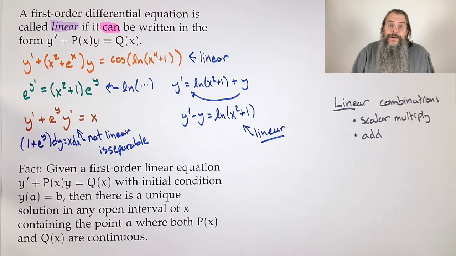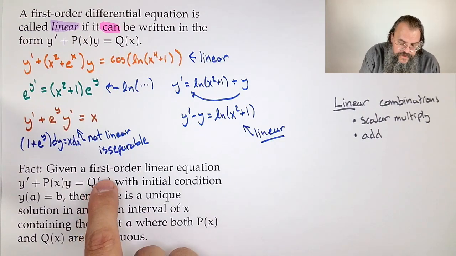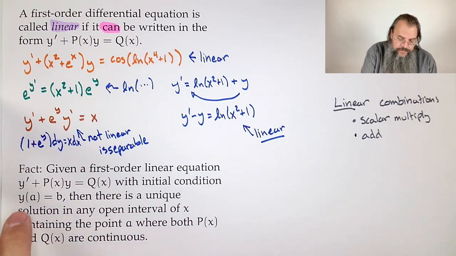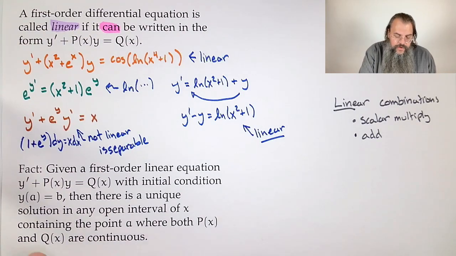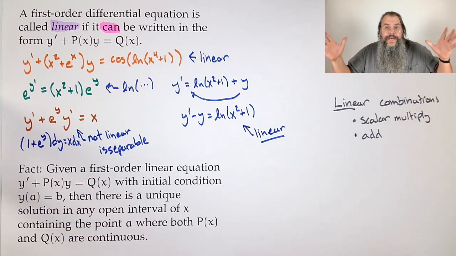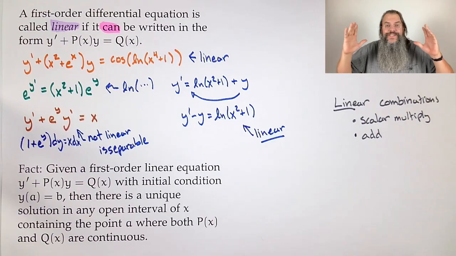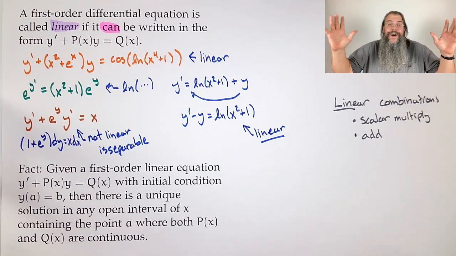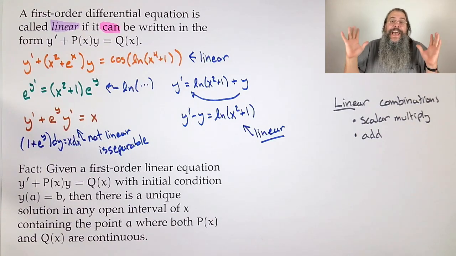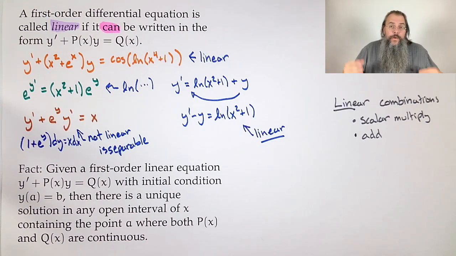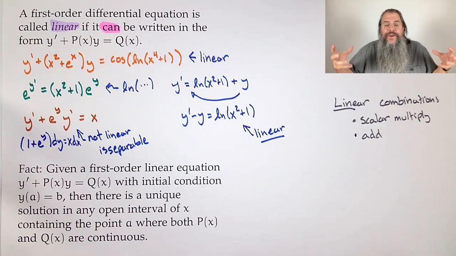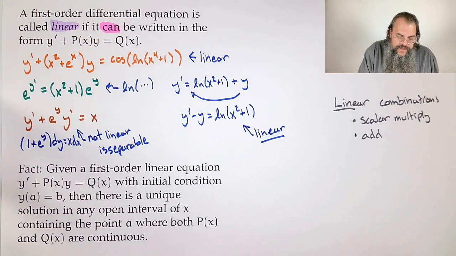Now, our fact for today is the following. It says, look, if you have a first order linear equation of the form we've talked about, and we have an initial condition, so y of a equals b, then there is a unique solution. It's a beautiful thing. We have an answer. We're guaranteed to have an answer. In fact, we have an answer basically as far as we are able to go with the functions p of x and q of x.